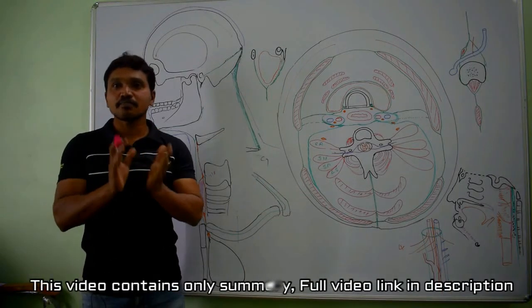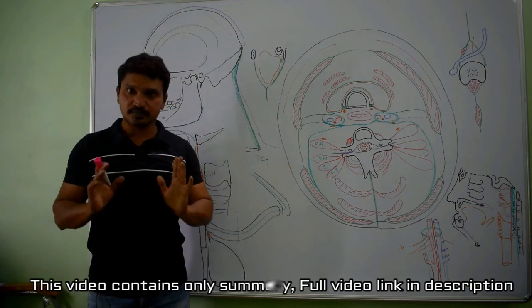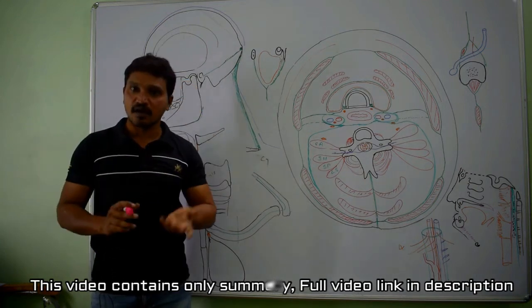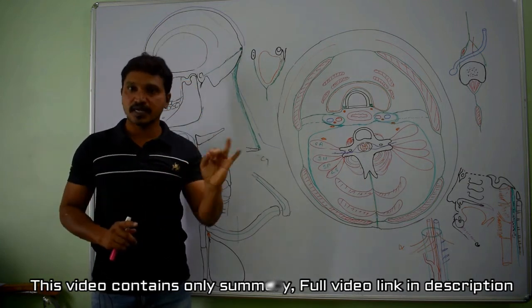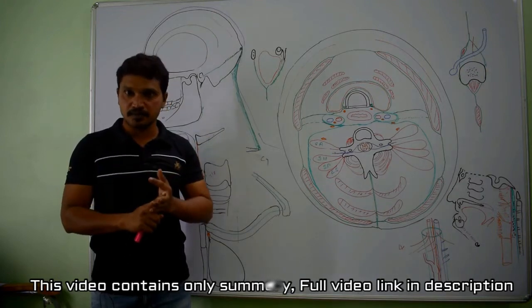Now I will give you the summary of deep cervical fascia. Deep cervical fascia is nothing but deep fascia of the neck. It is surrounding the neck like a collar. It has been divided into 3 layers: investing layer of deep cervical fascia, pretracheal layer and prevertebral layer.